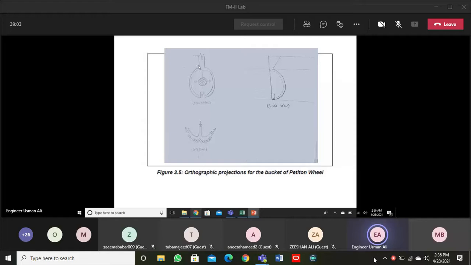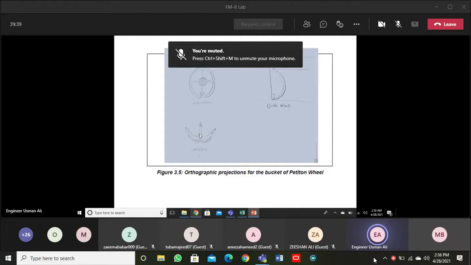Braking drum. It's a rotating drum used to measure the brake horsepower, or output power, of the turbine. One side of the drum is clamped for the application of the brake. We have to sketch the diagram. The function of the braking drum is to measure the brake horsepower or output power of the turbine.